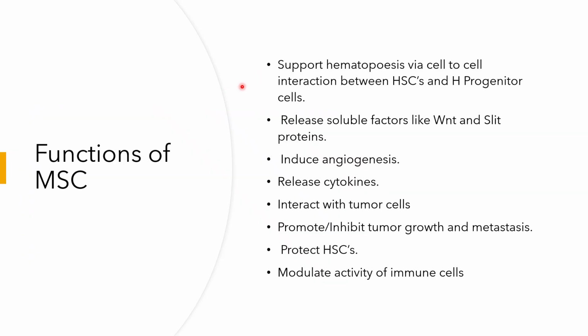Further elaborating the function of these mesenchymal stem cells, they support hematopoiesis via causing interaction between the hematopoietic stem cells and the progenitor cells. They cause the release of soluble factors like WNT and slit proteins. They induce angiogenesis, that is production of new blood vessels. They release a variety of cytokines. They interact with tumor cells, and by interacting with them, they can promote or inhibit the growth of a tumor or metastasis. They protect the hematopoietic stem cell niches, and they modulate the activity of various immune cells.